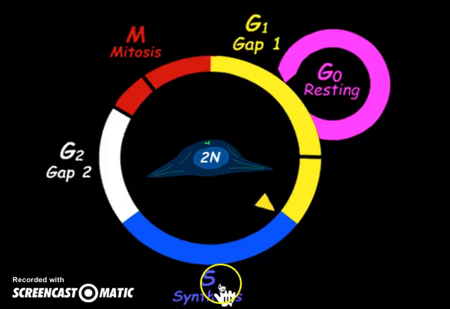Next, the cell will enter the S or synthesis phase. Many people do not realize that the synthesis phase of the cell cycle is actually DNA replication with DNA polymerase. Let's take a look at this one now.